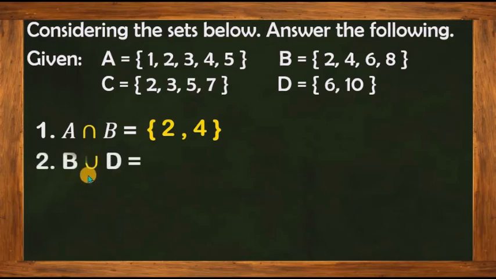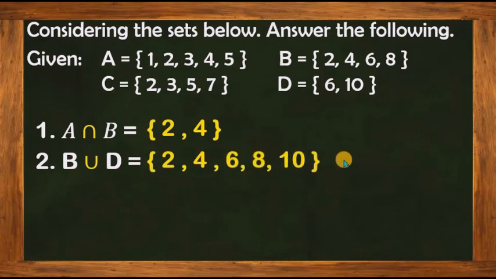Next, how about the union of set B and set D? So this is set B and this is set D. Remember, when you are getting the union, you are combining all the elements, but there should be no repetition of elements. So what is the answer? Did you get the same answer as me? If you did, good job for that.